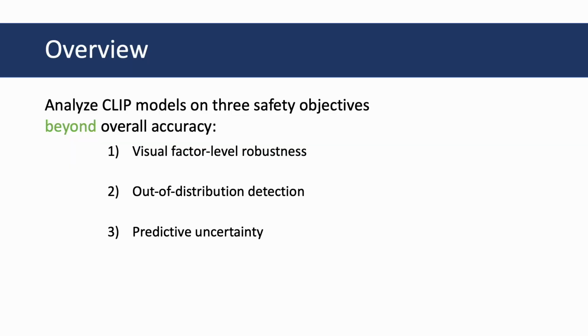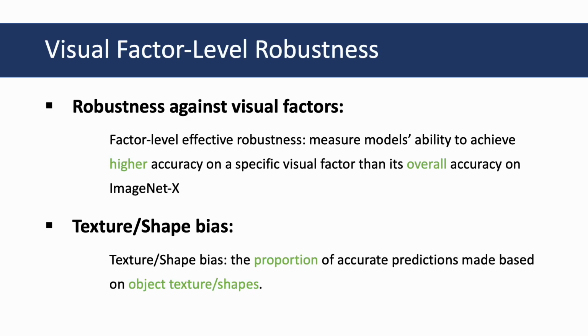This work analyzes CLIP models on three safety objectives beyond overall accuracy. They are visual factor level robustness, out-of-distribution detection, and predictive uncertainty. For visual factor level robustness, we analyze it from two perspectives, which are robustness against visual factors and texture shape bias. For robustness against visual factors, we introduce the concept of factor-level effective robustness.